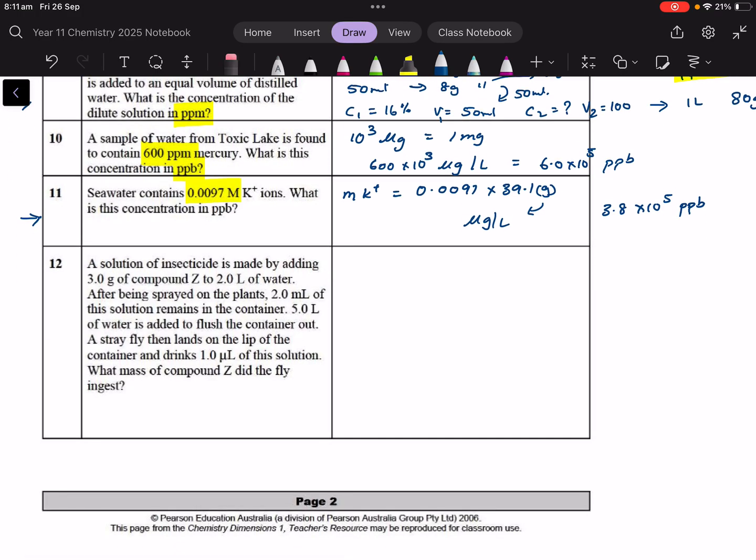Now, the last one. A solution of insecticide is made by adding 30 grams of compound Z to 2 liters of water. So you're taking, not 30, sorry, 3 grams. Oh, misreading, too early in the morning for me. 3 grams of insecticide in 2 liters of water.